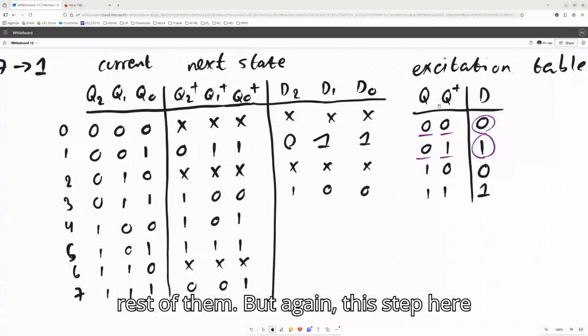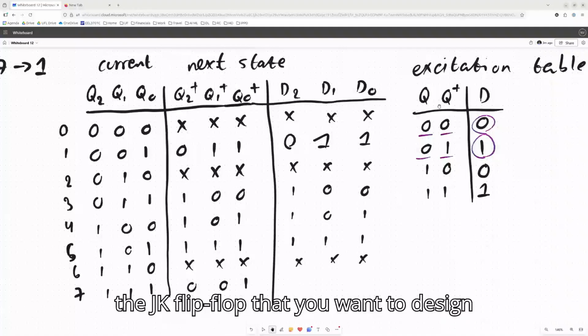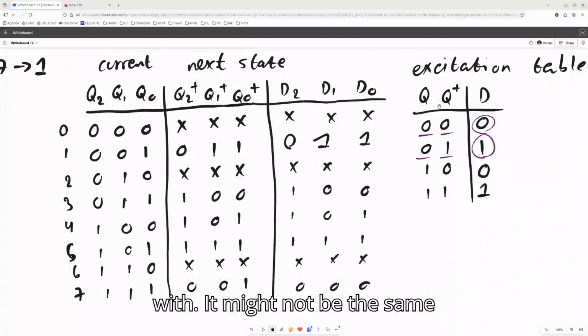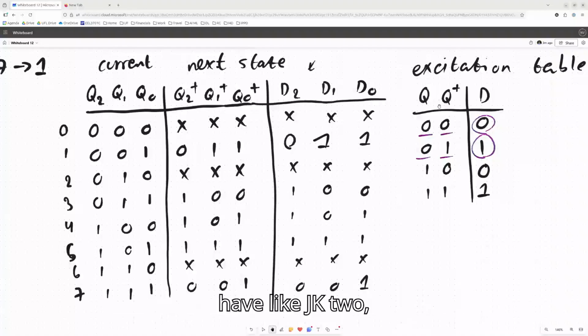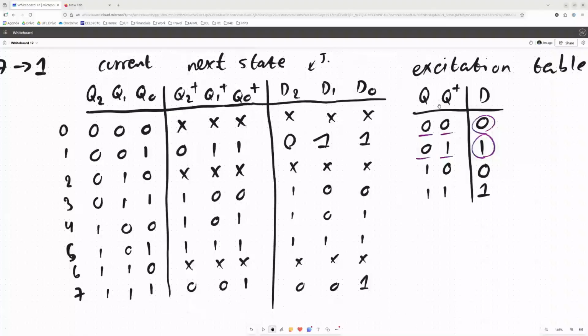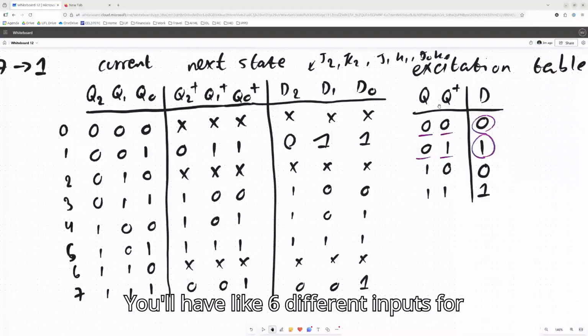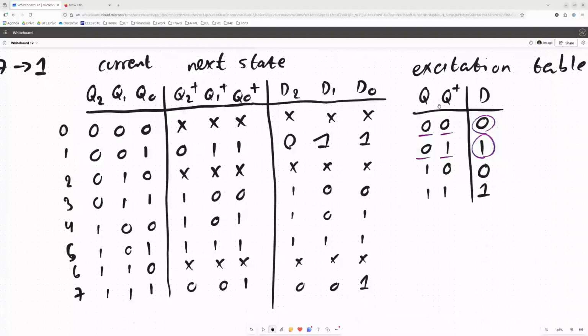But again, this step here is important because if you have different types of flip-flops, such as the JK flip-flop that you want to design with, it might not be the same, right? You have a different excitation table and you'll have more inputs. You'll have J2, K2, J1, K1, J0, K0, and you'll have all those other inputs. You'll have 6 different inputs for just 3 flip-flops, and you'll have to design accordingly. But it's the same process.